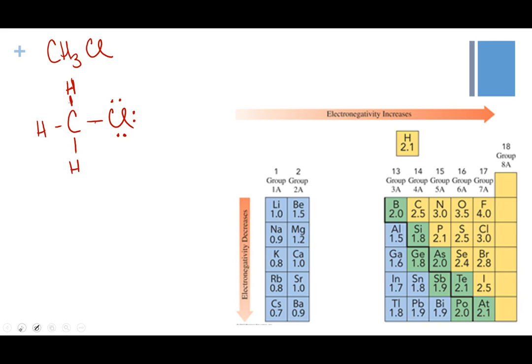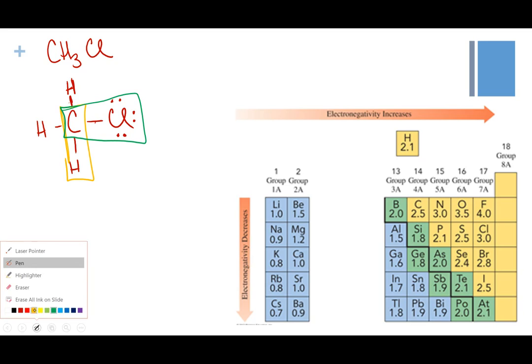So when I determine if there's a dipole moment, I'm going to have to do it for this carbon-hydrogen bond, and I'm also going to have to look at the carbon-chlorine bond. So I need to look at both of those. Let's look at carbon-hydrogen first. The electronegativity for carbon is 2.5.